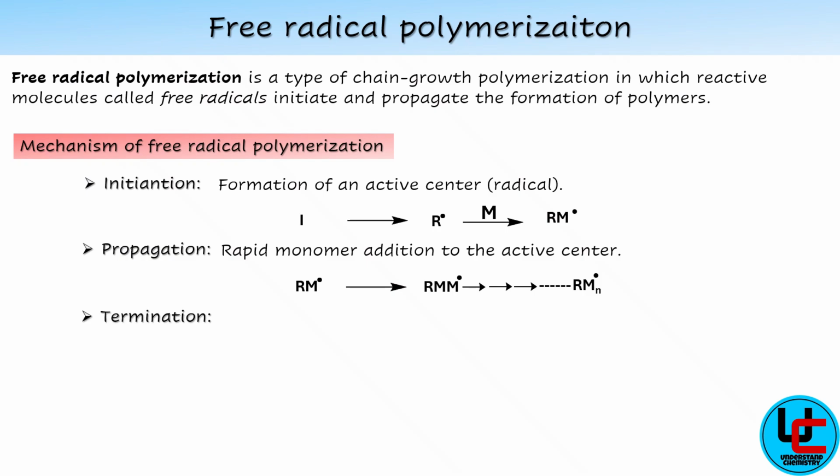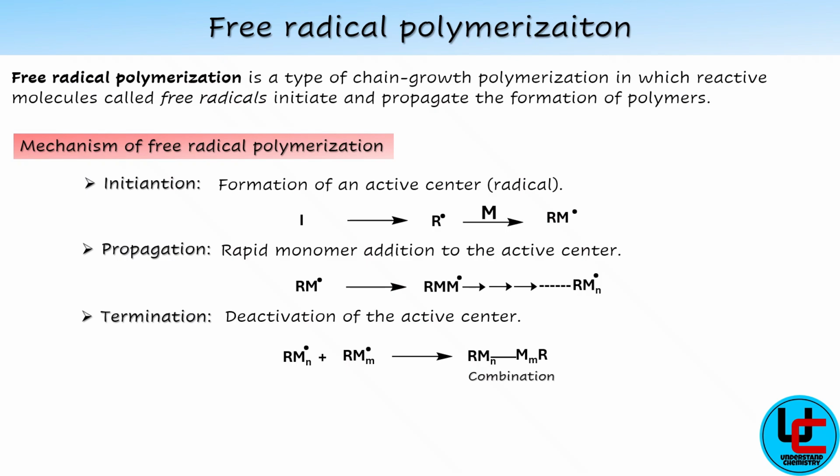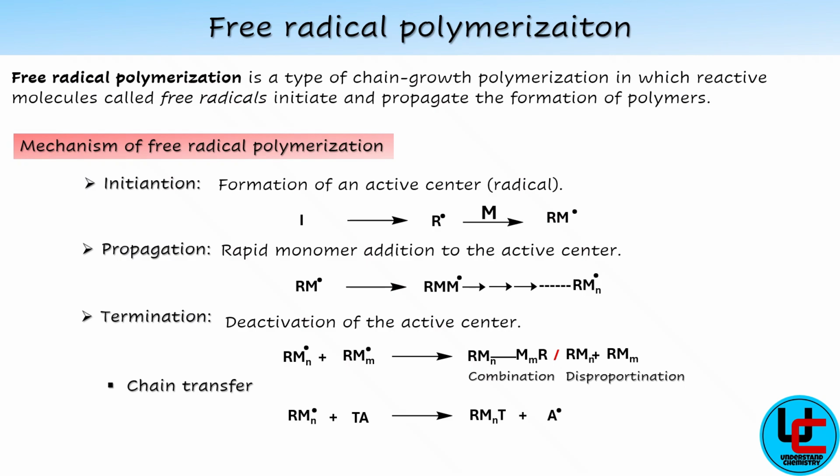Termination is the ending of the reaction. During the termination step, the reaction has to stop. That can happen in a few ways. The first way of termination is combination. In combination, two growing chains are combined together to produce one dead polymer chain. The second way is disproportionation. In disproportionation, one chain transfers a hydrogen atom to the other, which stops both chains from reacting further. This process produces two dead chains. The third way of termination is chain transfer. During chain transfer, the growing polymer chain is killed by transferring its radical to another molecule, or we can say a transfer agent, which is represented in this equation by TA.